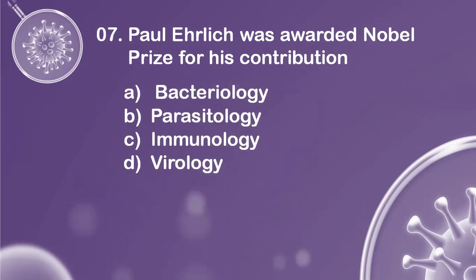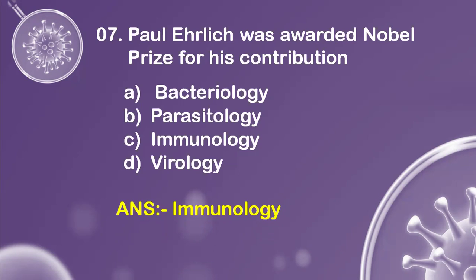Option A, in the field of bacteriology. Option B, in parasitology. Option C, immunology. Option D, virology. Which means, in which branch was he awarded the Nobel Prize? So if you see, the right answer is option C, immunology. Paul Ehrlich and L.A. Mechnikov were awarded the Nobel Prize in 1908.